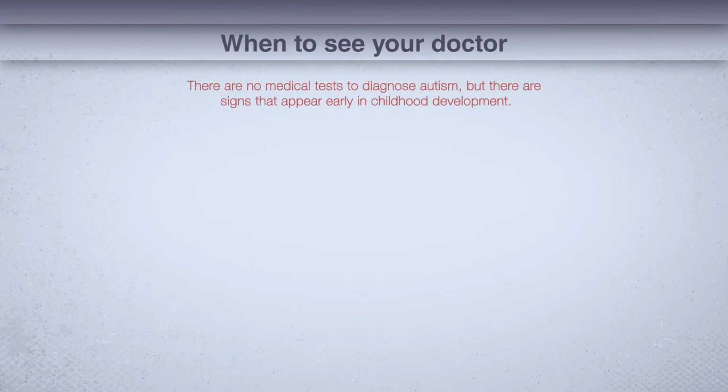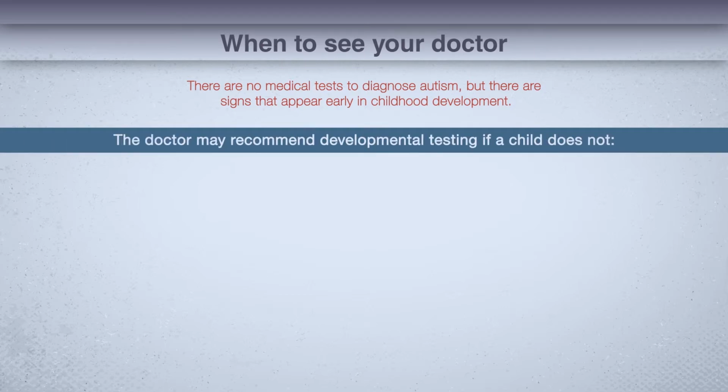There are currently no medical tests that can diagnose autism. However, there are specially trained physicians and psychologists who can administer behavioral evaluations if there is a suspicion of autism. Signs of ASD often appear early in childhood development when there are obvious delays in language skills and social interactions. The doctor may recommend developmental testing to identify if a child has delays in cognitive, language, or social skills.